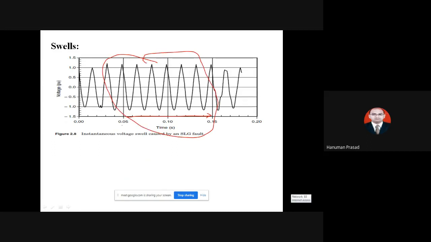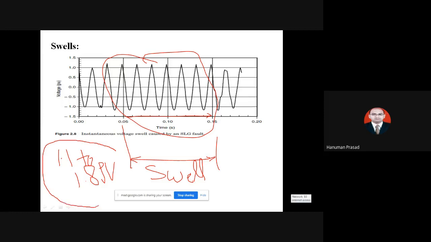Means 0.01 second to 0.15 seconds. This is the voltage swell. Voltage swell means voltage is increasing to 1.1 to 1.8 per unit, PU. This is called the voltage swell.